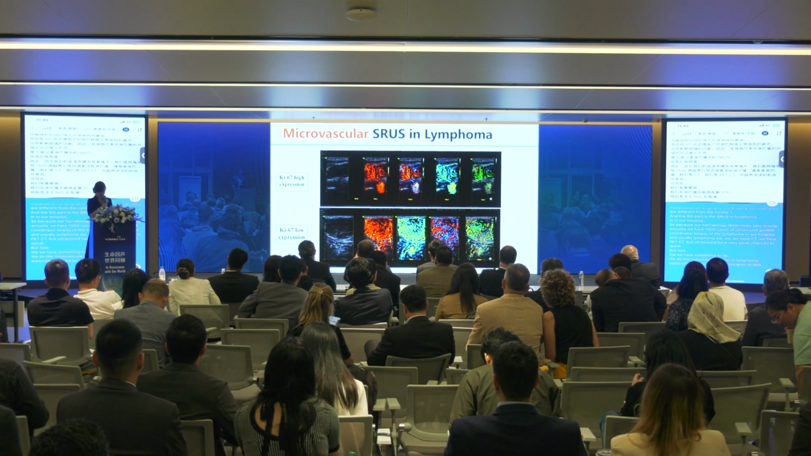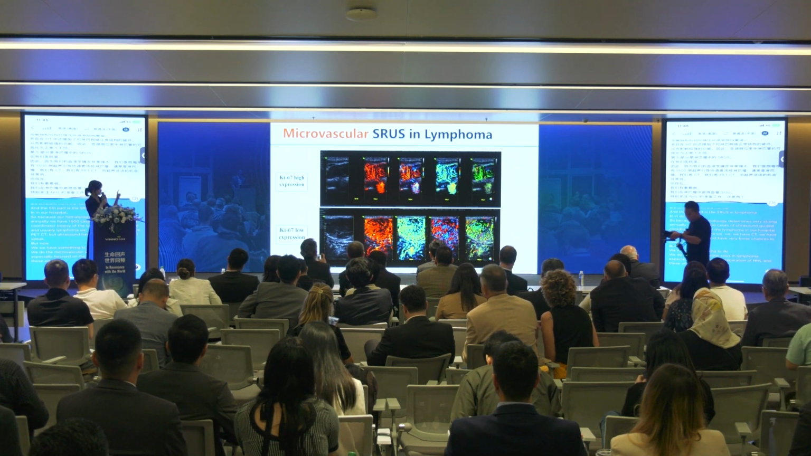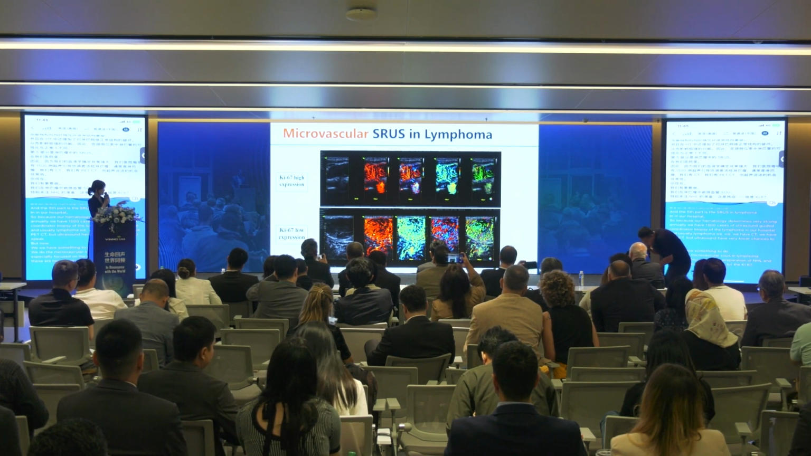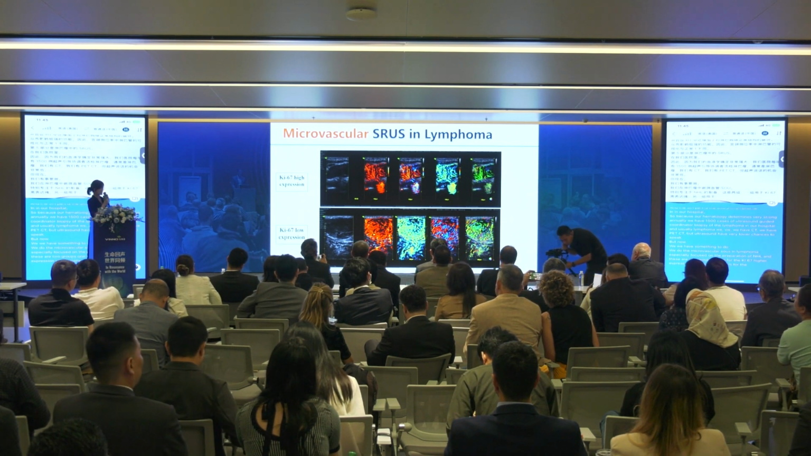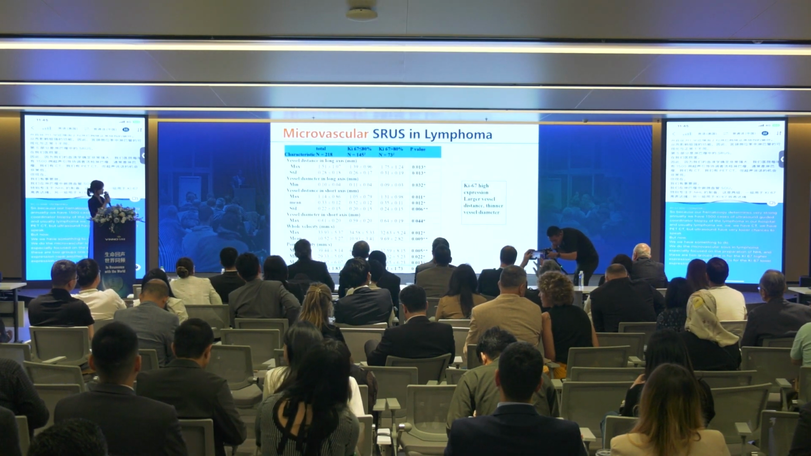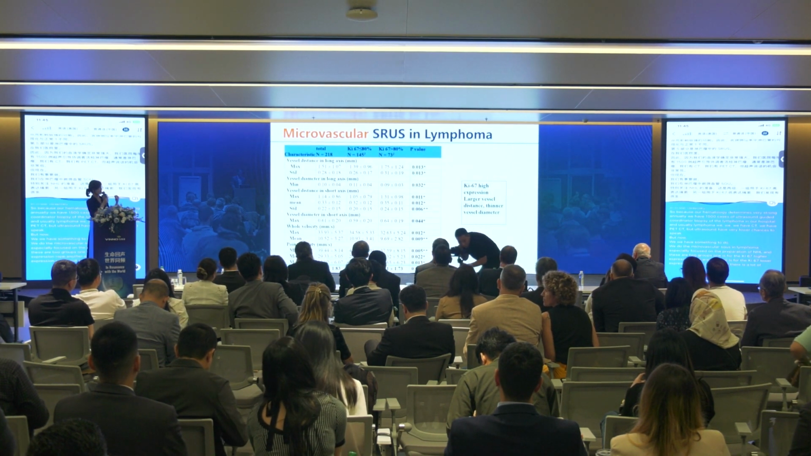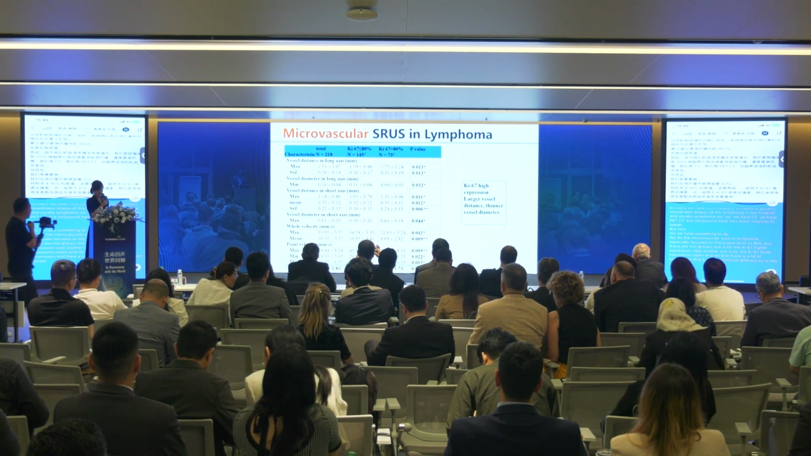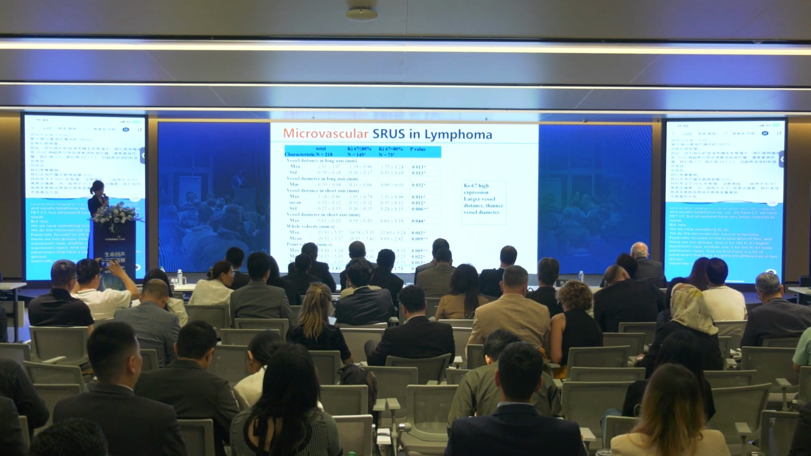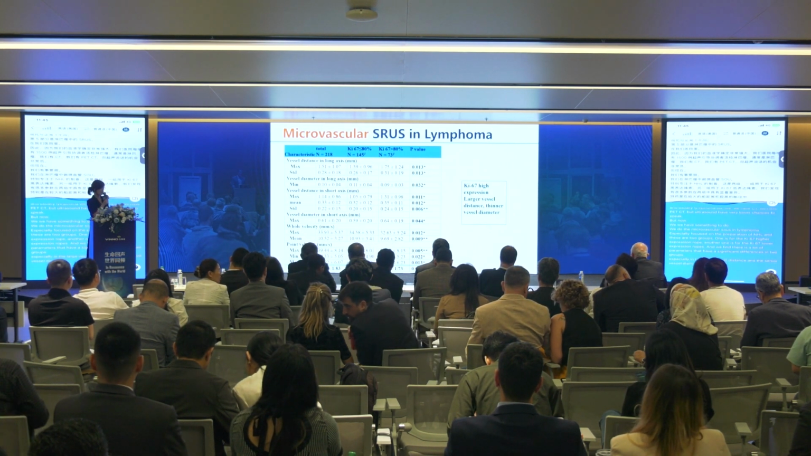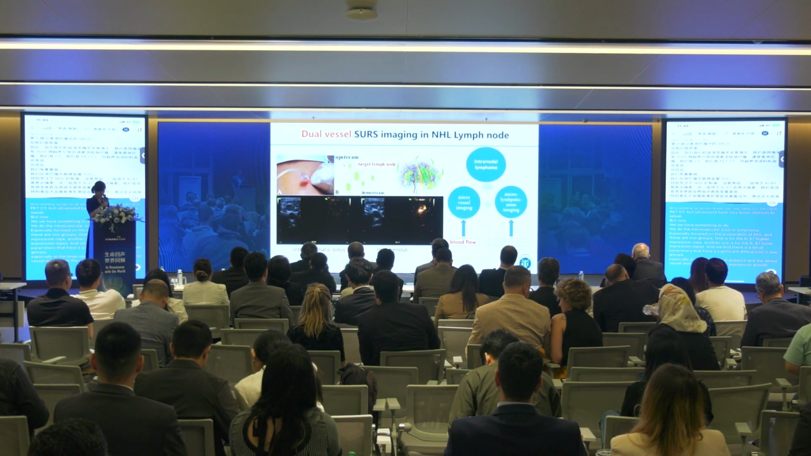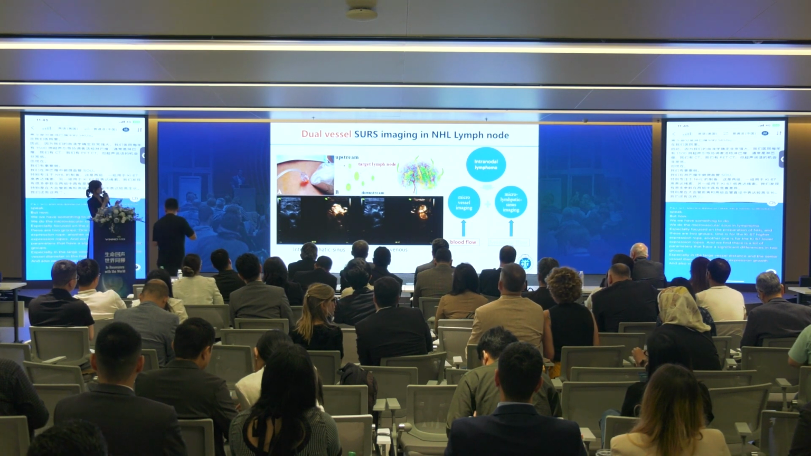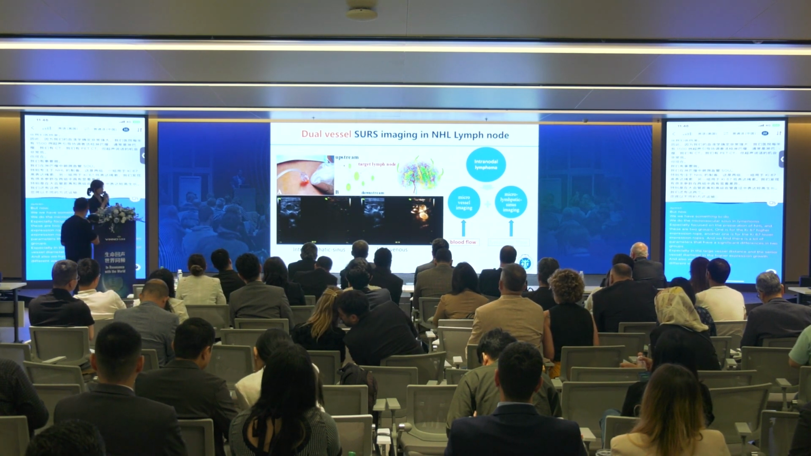And these are two groups. One is the Ki-67 higher expression group. Another one is the Ki-67 lower expression group. And we found a lot of parameters that have significant differences in the two groups, especially a larger vessel distance and thinner vessel diameter in the higher expression groups. And we also have these two different ways, dual vessel SRUS imaging in NHL.